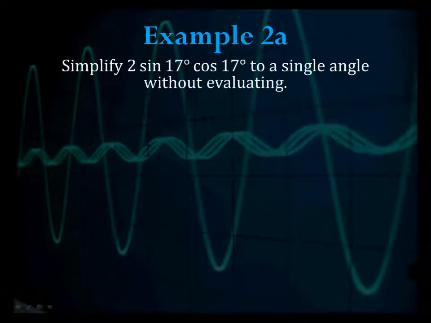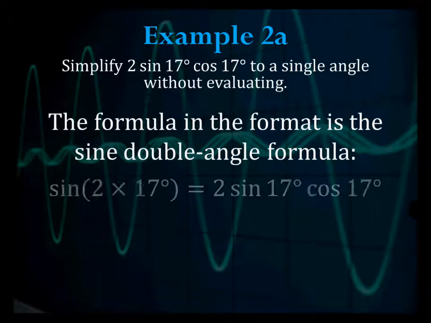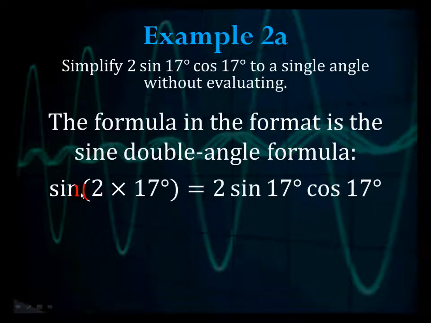Example 2a. Simplify 2 sine 17 cosine 17 to a single angle without evaluating, which means don't calculate it. So, what you need to do here is identify the pattern in the question. Does this look like the sine of 2 alpha or the cosine of 2 alpha? Well, it's this sine double angle formula. So, that means that sine of 2 times 17 degrees equals 2 sine 17 cosine 17, where 17 degrees serves as the alpha. So sine of 2 alpha equals 2 sine alpha cosine alpha.